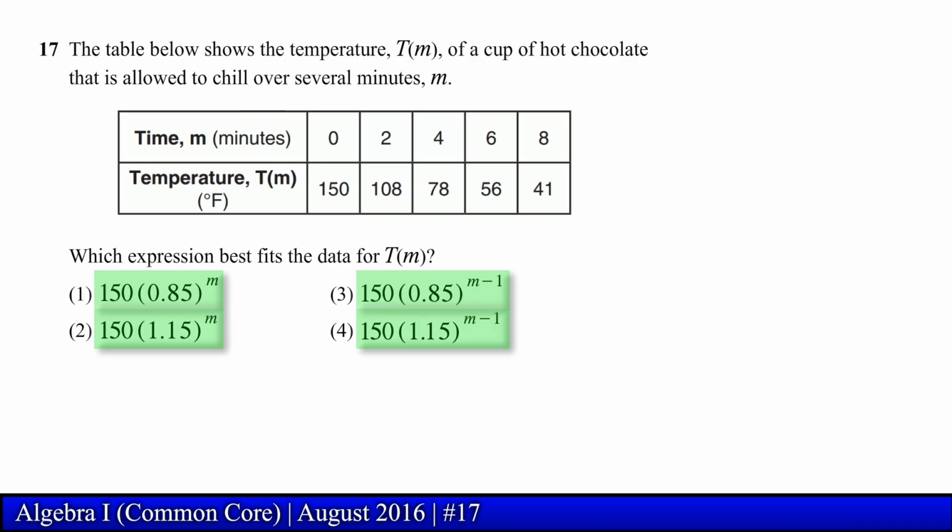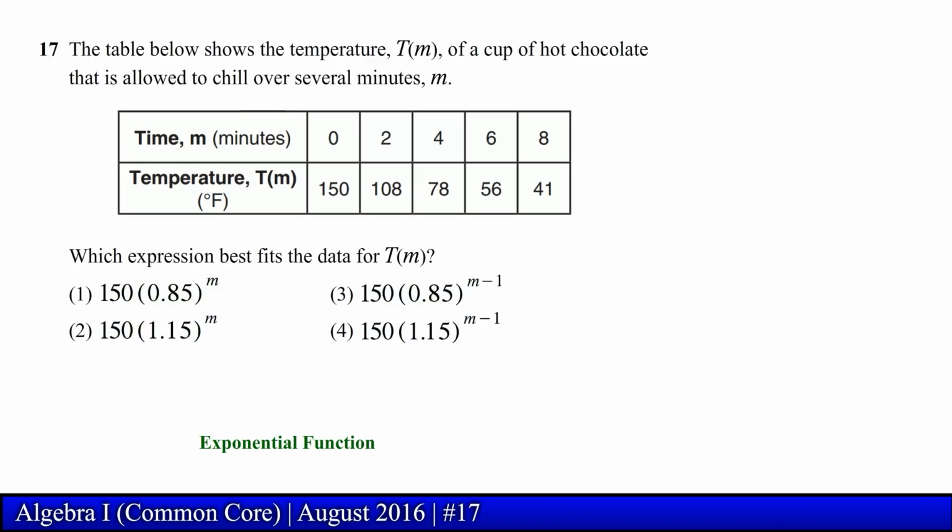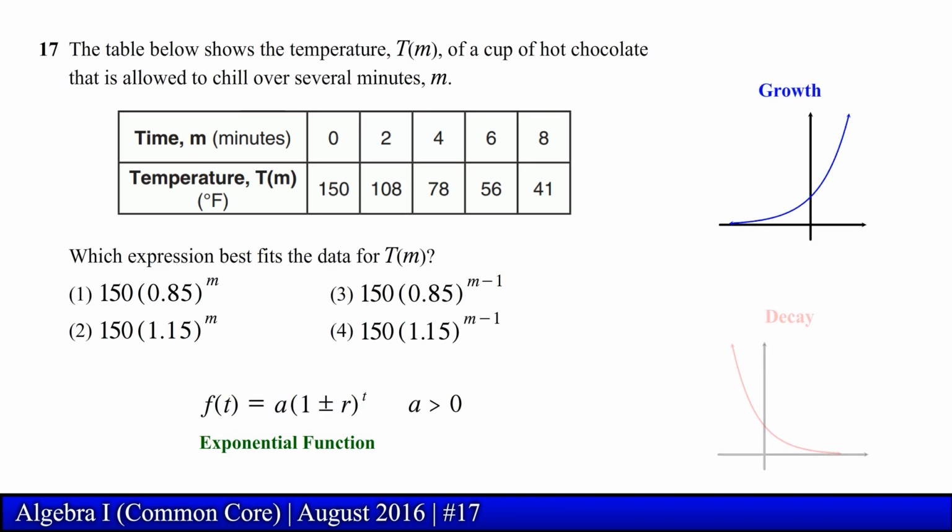Notice that the expressions for all 4 options represent exponential functions. Recall that an exponential function has the following form: f of t equals a times the quantity 1 plus or minus r raised to the power of t, where a is greater than 0. There are 2 types of exponential functions, growth and decay.